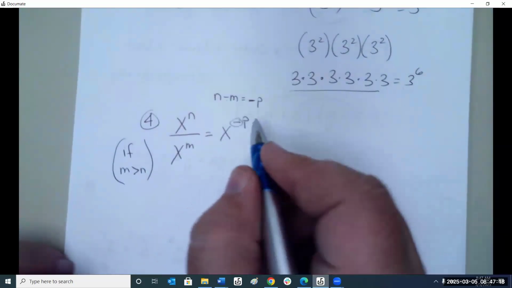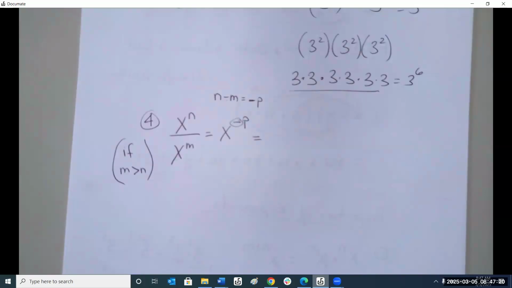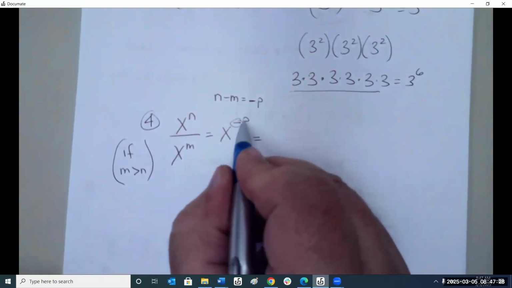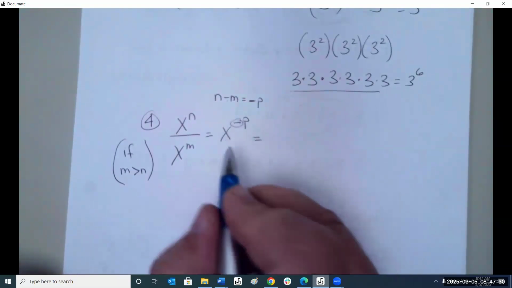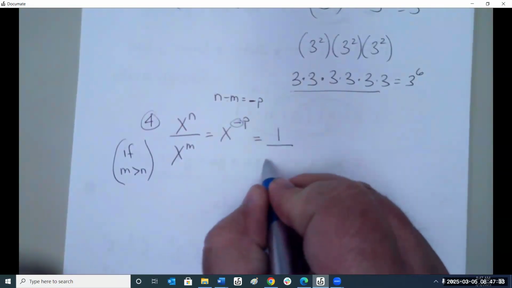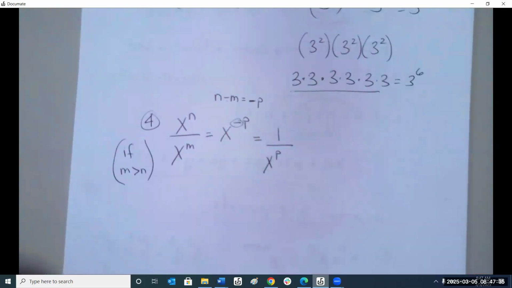The negative in front of the exponent does not make the answer negative, because remember, they're all multiplied. So what it tells us is, if you have a negative exponent and the number's on top, move it to the bottom and drop the negative.